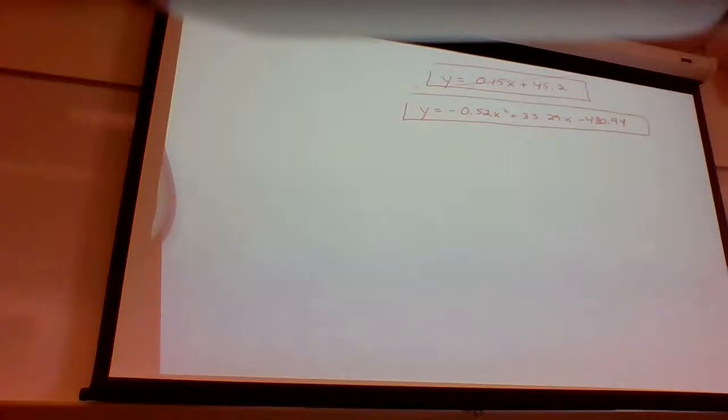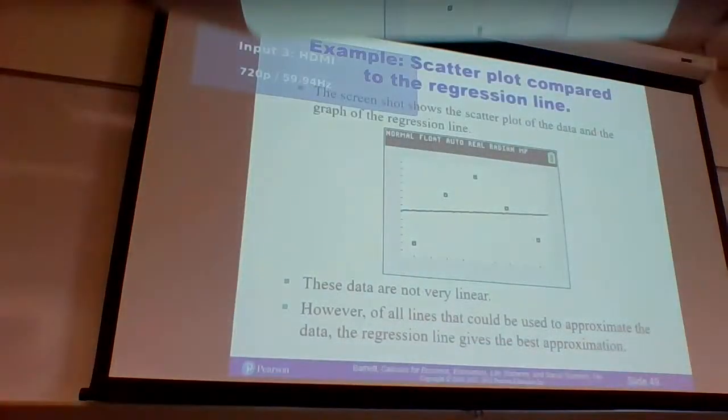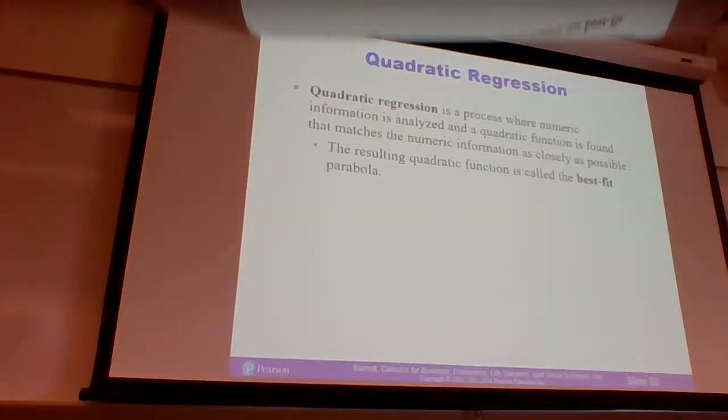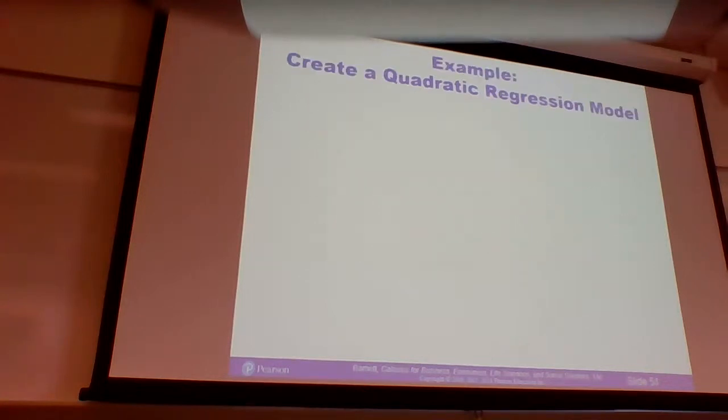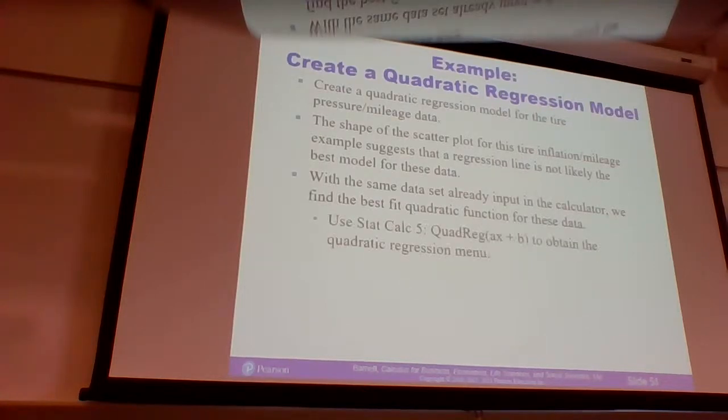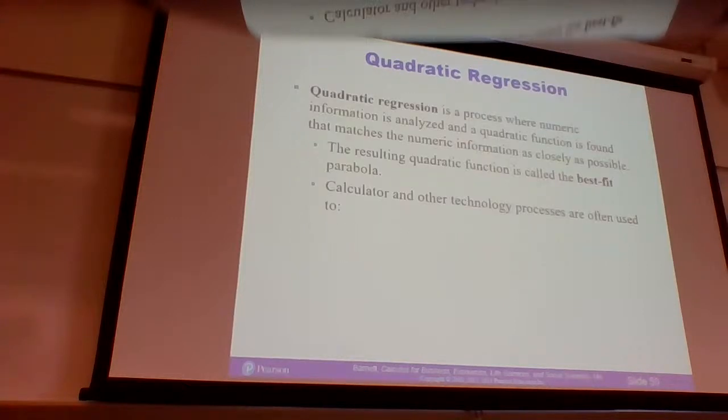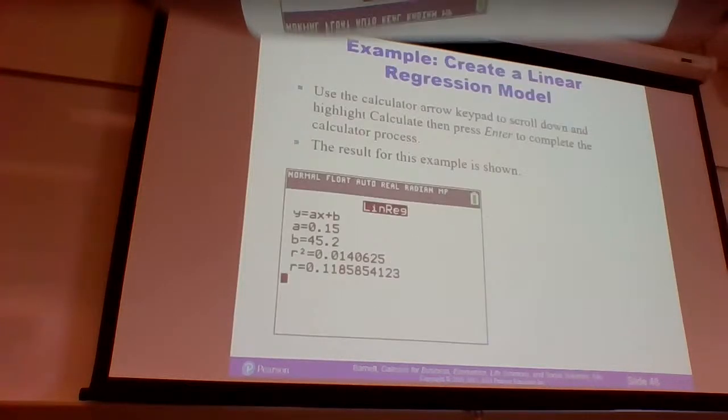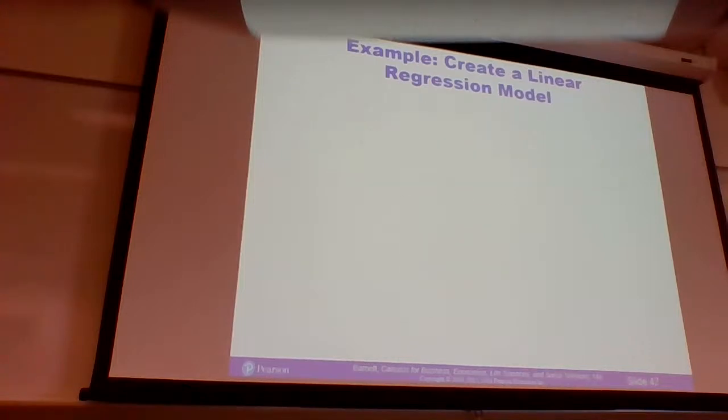Now, ready for a lightning round? Look up for me. I'm going to go through the slides, which you have access to, so if you need help, go back to the slides. Was the linear one a good idea? No. So we did quadratic regression. We did stat, calculate 5. So if I back up a little bit, sorry about that. How do you do linear?